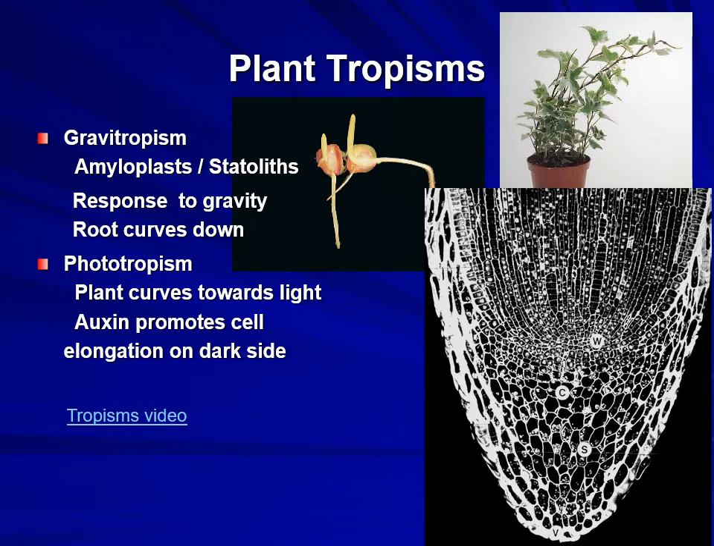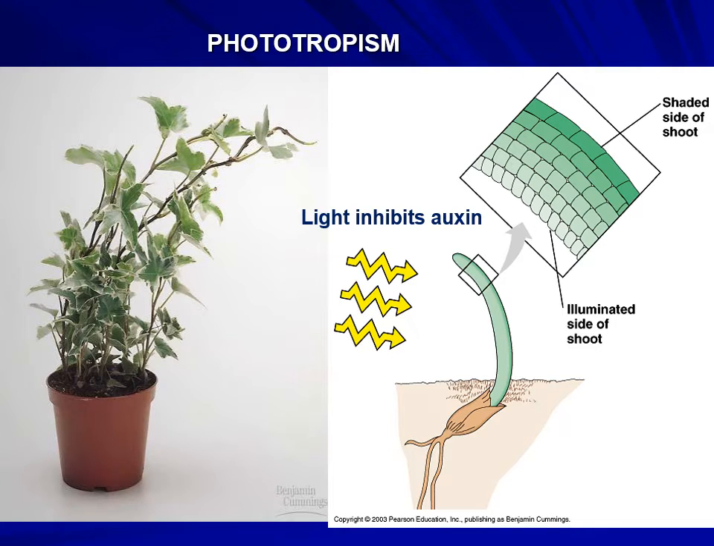Then with phototropism, like in this plant here, the plant grows towards light. Now, my next slide is going to help with this. In this case, what happens is sunlight hits the side of the stem and inhibits auxin on this side, which means that auxin is normal on the backside, which causes it to grow and drives the stem towards the light. So this ivy plant is growing towards a light because the auxin is inhibited on this side, but not on the dark side.